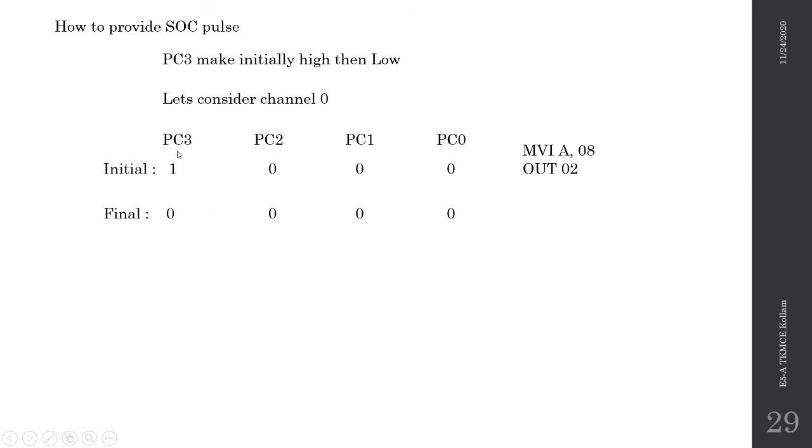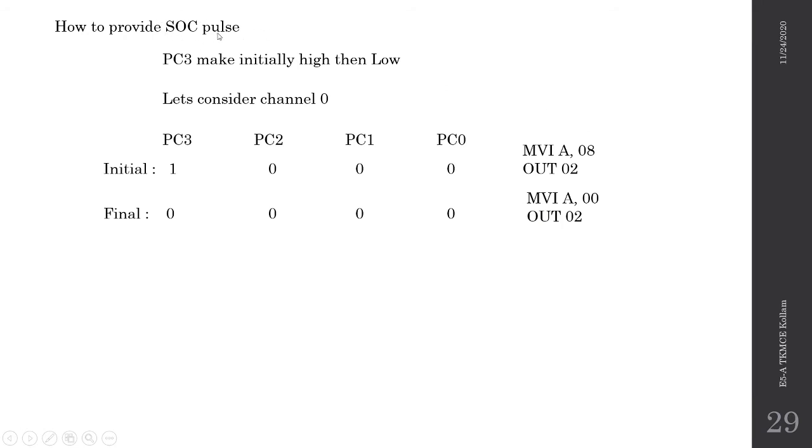So under that condition, an SOC pulse reaches the START input, which is shown in the pin details of the ADC-0808. Whenever this type of pulse reaches, it will start the conversion process. Then we need to check only the status of EOC, whether end of conversion is completed or not. How to do this? Again, MVI A,00 and OUT 02. So by means of these two instructions, we can create an SOC signal or SOC pulse.